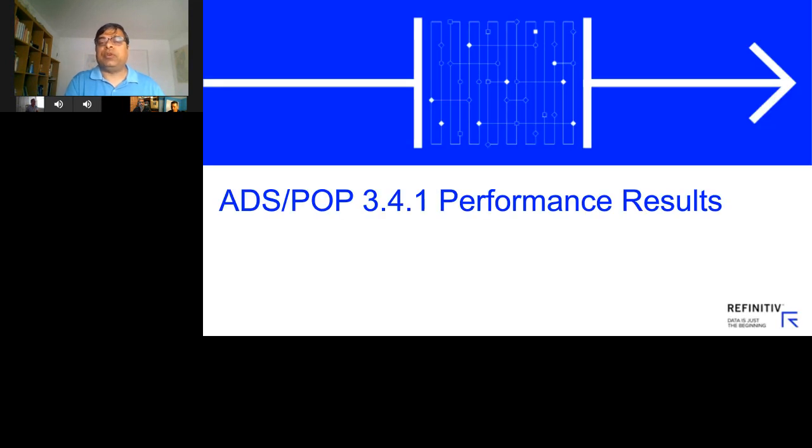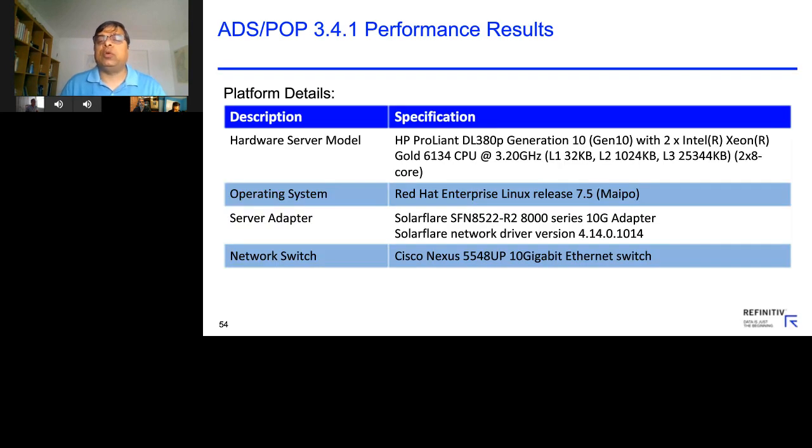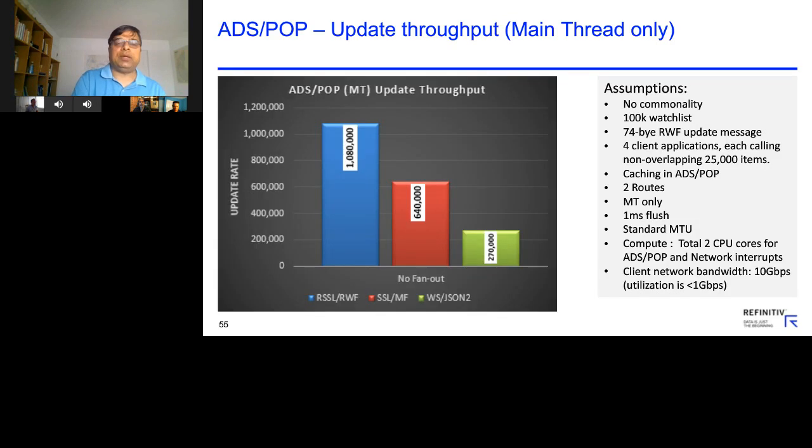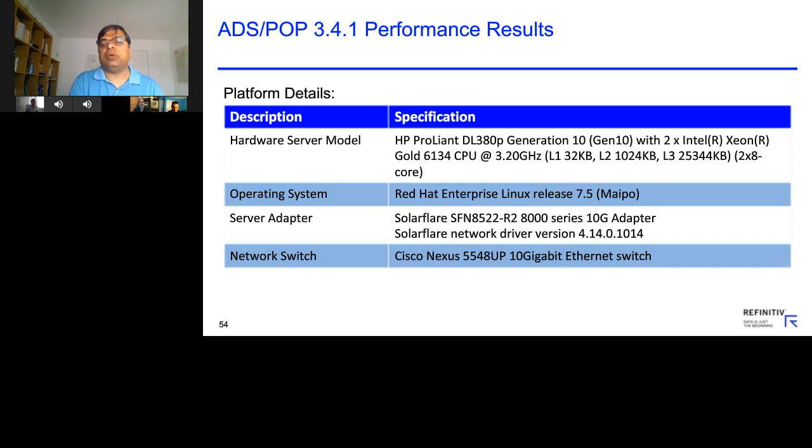Okay, so performance results. Our platform is the dual processor, 8-core Gen 10 Skylake server. We used Red Hat 7.5, Solarflare adapter 8000 series, and the network switch is the Cisco 5500 series 10 gig switch.